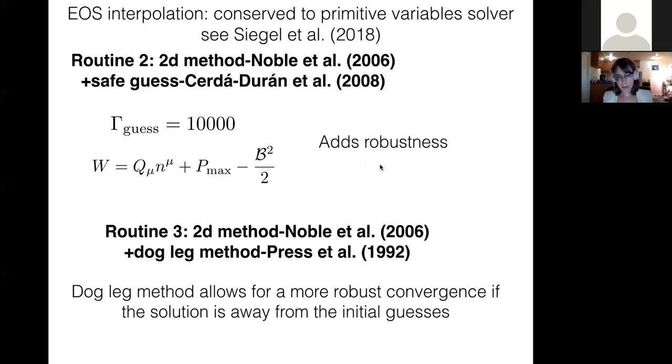Now, the third routine that we added was again a 2D method, but instead of doing a Newton-Raphson, we implemented a dogleg method, and you can check that in the Numerical Recipes book. The nice thing about the dogleg method is that it allows for more robust convergence, because you can have an initial guess that's not quite the solution, and you still get robustness. Whereas in the 2D method, the guess needs to be very, very near the solution in order to converge. So these 2 methods were to add robustness to the 2D method.